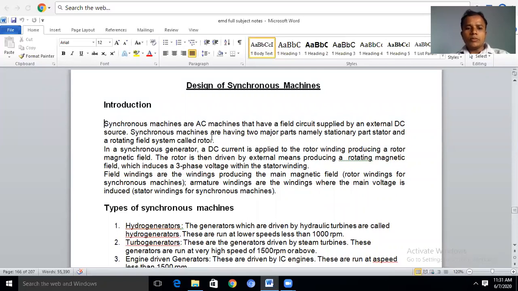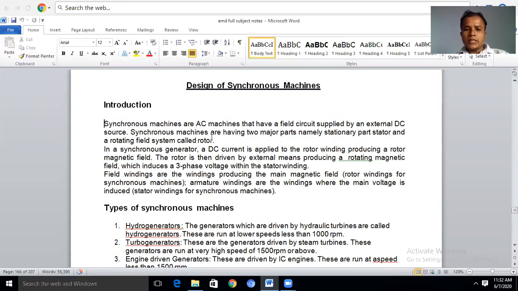So it is not like other machines, it is a bit different. Normally synchronous machines are AC machines, and these have a field circuit supplied by an external DC source, where we can have the excitation. Synchronous machines have two major parts, namely a stationary part called the stator and a rotating field called the rotor. This synchronous machine is generally an AC machine called an alternator, which we can see in huge power plants.